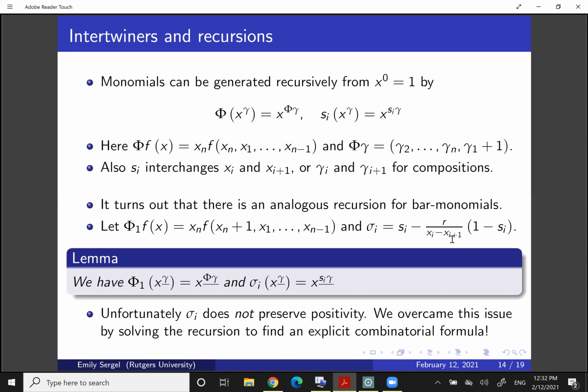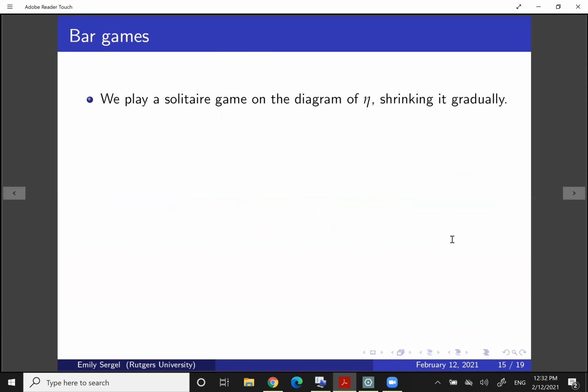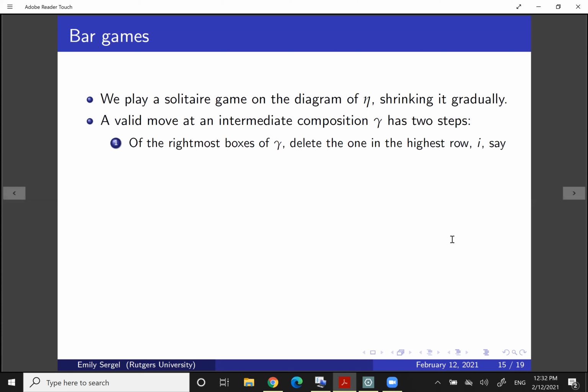Okay. So what's our combinatorial object? How are we creating these guys combinatorially? We're going to play a solitaire, a one-person game on the diagram of the indexing composition. And every time I make a move in this game, it's going to shrink my composition by 1. So a valid move takes whatever composition I'm at the moment, and then I do 2 steps to it. The first step is that I look at all of the rightmost boxes.